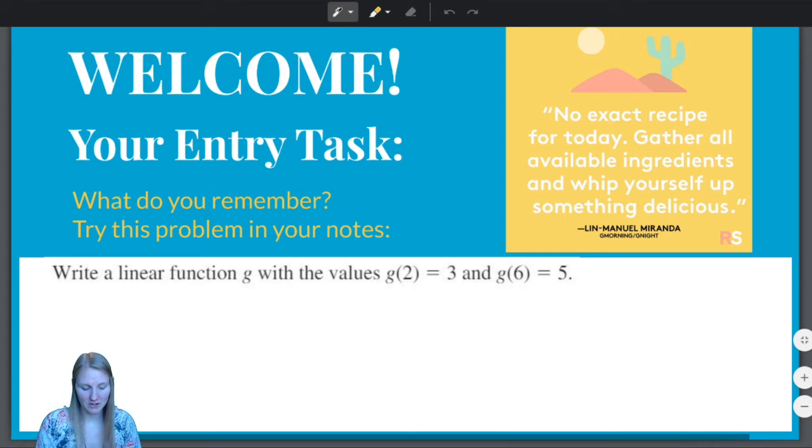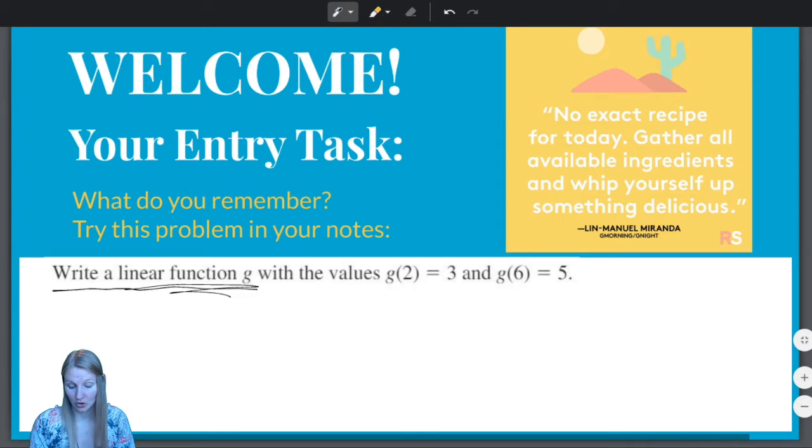Okay, the problem asks us to write a linear function g with the values g of 2 equals 3 and g of 6 equals 5. Now remember, typically we have f of x, but g of x is the same thing. It doesn't matter if it's g of x, f of x, h of x, it all means the same thing. So if we have g of 2 equals 3, this means we have the point (2, 3). And if g of 6 equals 5, it means we have the point (6, 5).